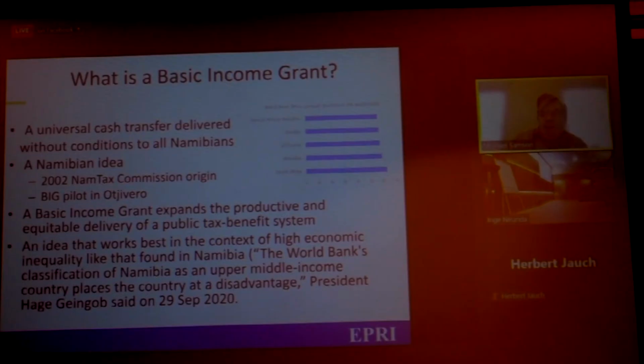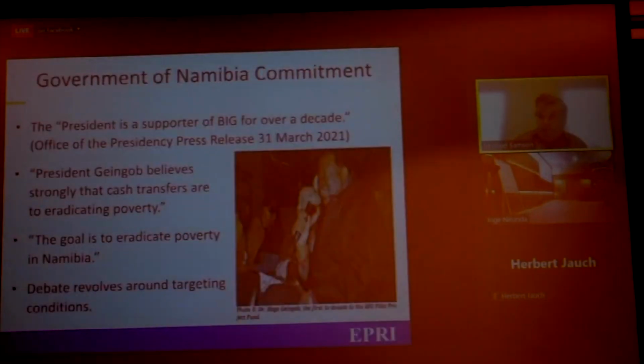And as we see from this data, the World Bank's classification as an upper middle income country, we've heard from the president a couple of years ago, puts the country at a disadvantage in terms of receiving development partner support, but it puts the country at a great advantage in being able to mobilize the necessary resources for effective social and economic policy. We've heard from the Office of the Presidency that the President has been a big supporter of the basic income grant for over a decade.